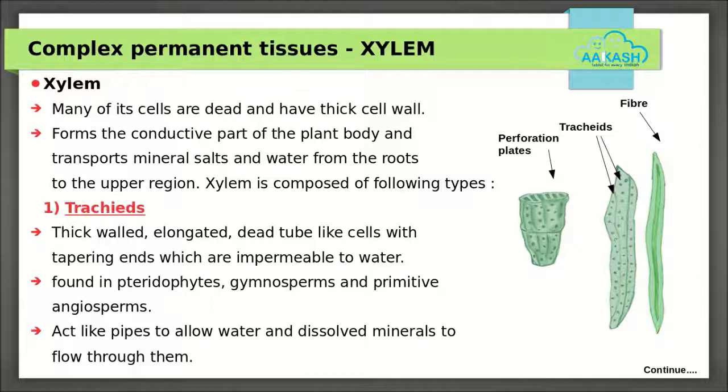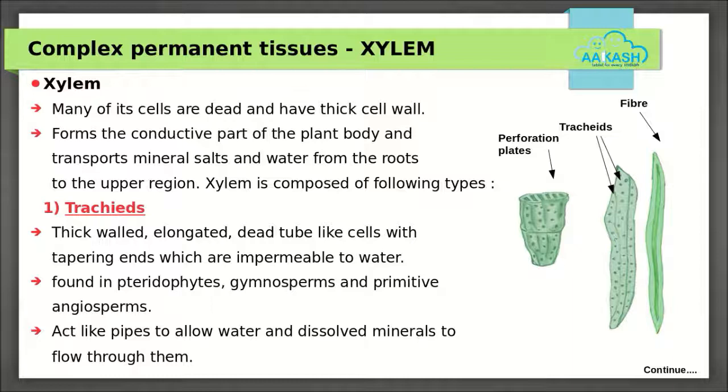Complex permanent tissues, xylem. Many of its cells are dead and have thick cell wall. Xylem forms the conductive part of the plant body and transports minerals, salts and water from the roots to the upper region. Xylem is composed of following types.